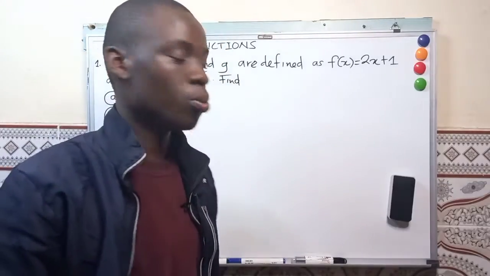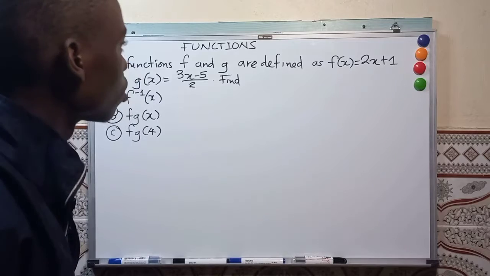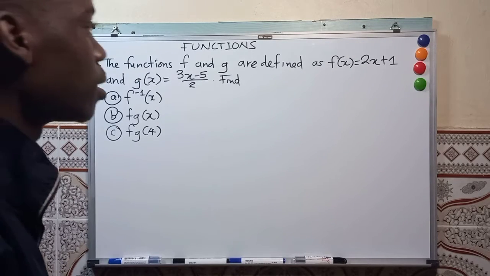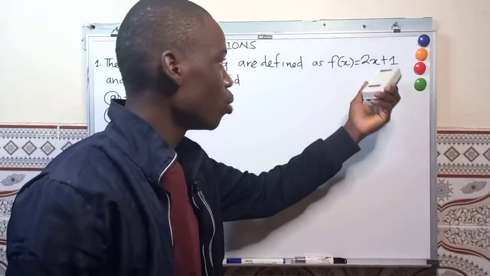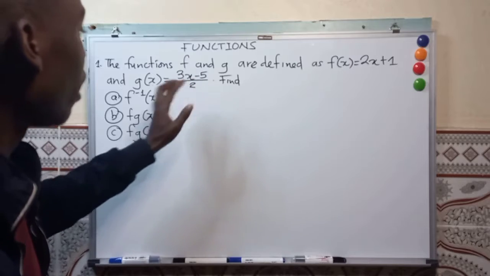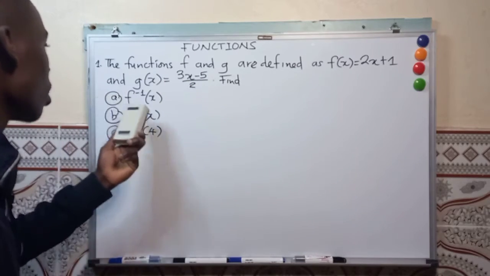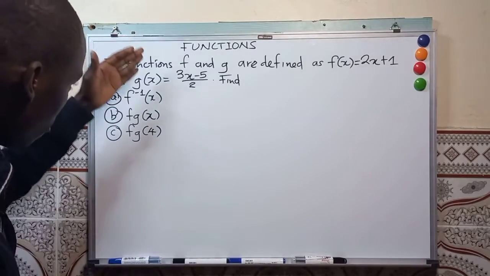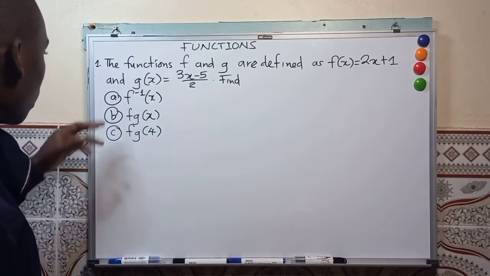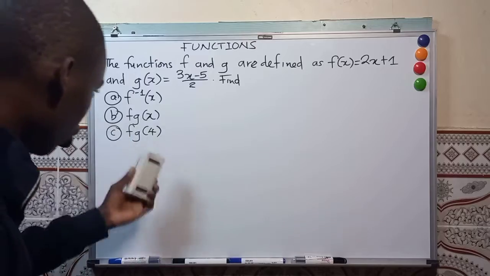Okay, so today we'll be solving a question on functions. The question says the functions f and g are defined as f of x is equal to 2x plus 1 and g of x is equal to (3x minus 5) over 2. Find: first, the inverse of f, or f inverse of x; then the second one is fg of x; then fg of 4.